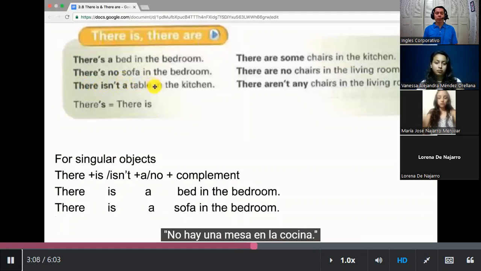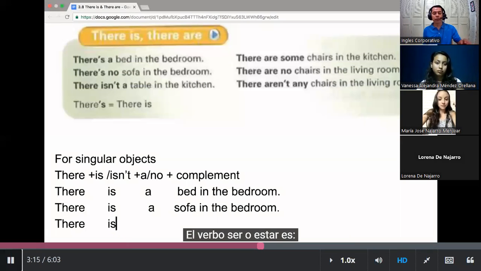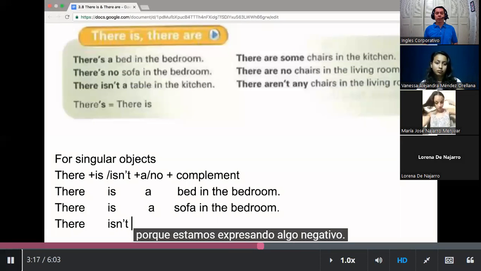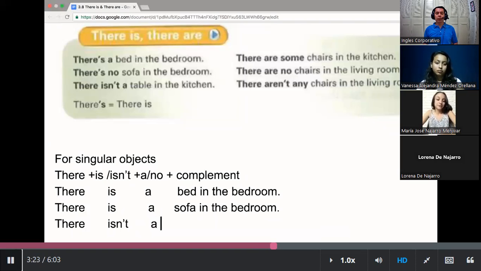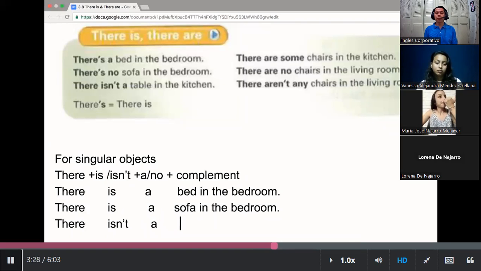The last example: there isn't a table in the kitchen. At the beginning of our sentence, we use there. The verb to be is isn't, because we're expressing something negative. Then we use the article a, because we're talking about a singular object. Finally, we have the complement, table in the kitchen.